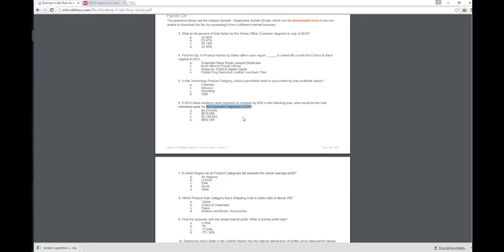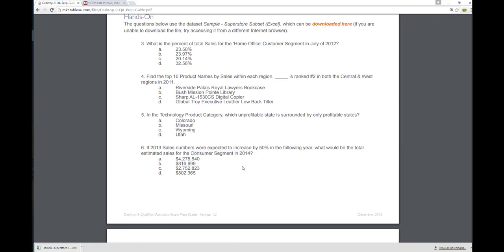So this is a bit of a complicated question, so let's understand it a bit more. I'm drilling down so that we all can see the question clearly. If 2013 sale numbers were expected to increase by 50%, so if I had a sale of $100 in 2013 and it increases by 50%, which means I get $150 in 2014, what would be the estimated sales in consumer segment in 2014? So this is an interesting question. They are asking for a sale increase of 50%.